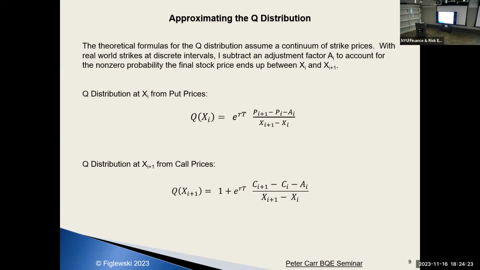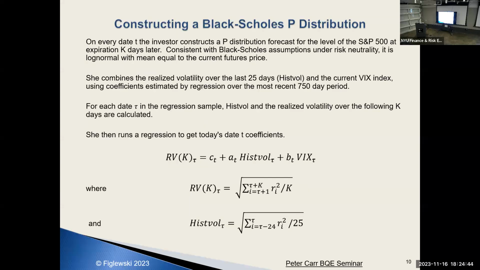So the formula that I'm using here is basically to convert the partial derivatives into differences, right, finite differences. Then I'm going to adjust with the value of that triangle. So this is a little tweak to the idea. Okay, so that's how we get the Q distribution.